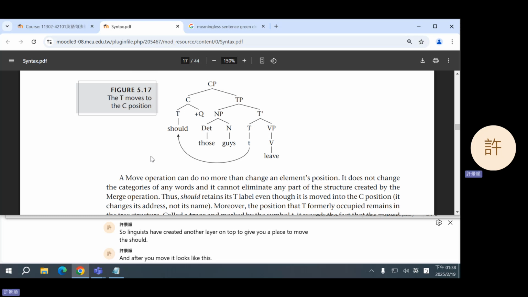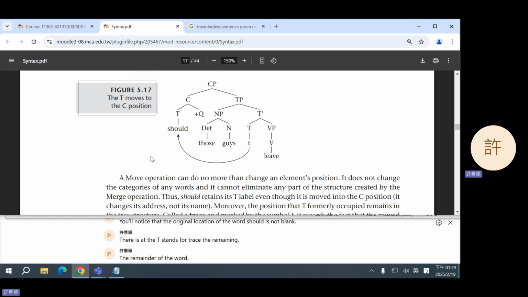You'll notice that the original location of the word should is not blank. There is a T. The T stands for trace, the remainder of the word. The reason the T is there is to tell you you can't add something else there. The original word is still there. You just moved it. And this is why you can't say, should those guys should leave. There's only one should in this sentence. You have only moved it to a different place. It's not empty. You can't use that space.